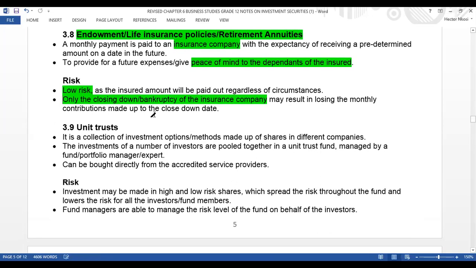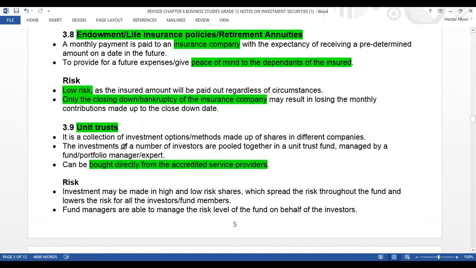Unit trusts. Let's look at your unit trusts. Now, a unit trust is a collection of investments made up of shares in different companies, right? The investments of a number of investors are pooled together in a unit trust, managed by a fund or portfolio manager or an expert. They can be bought directly from the accredited service provider. Very important.